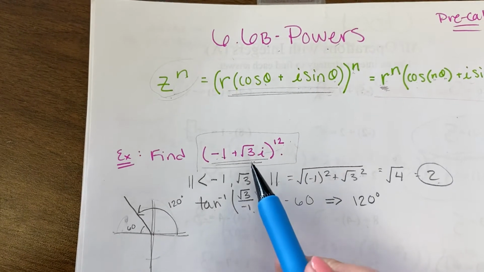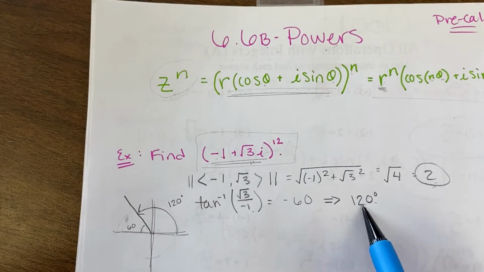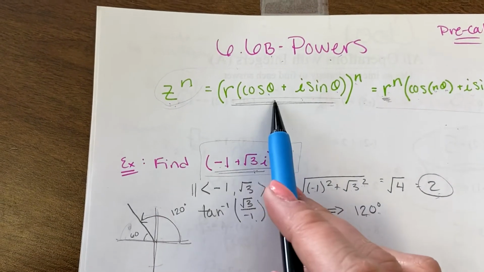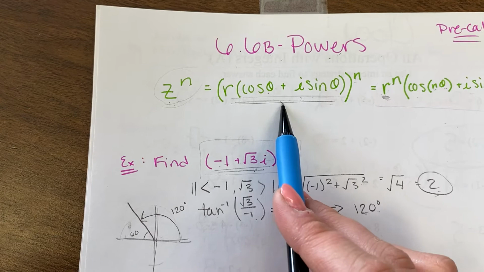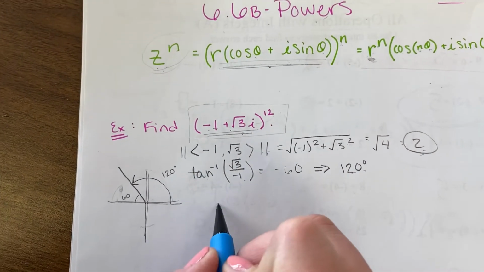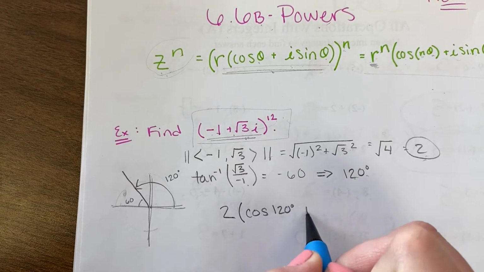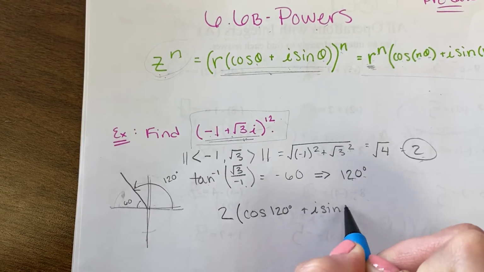Okay, so I can use this information to put it into the trig form, because you can't just jump right from here to here. You've got to actually find its trig form first. So I'm going to rewrite this guy as 2 cosine 120 plus i sine of 120.